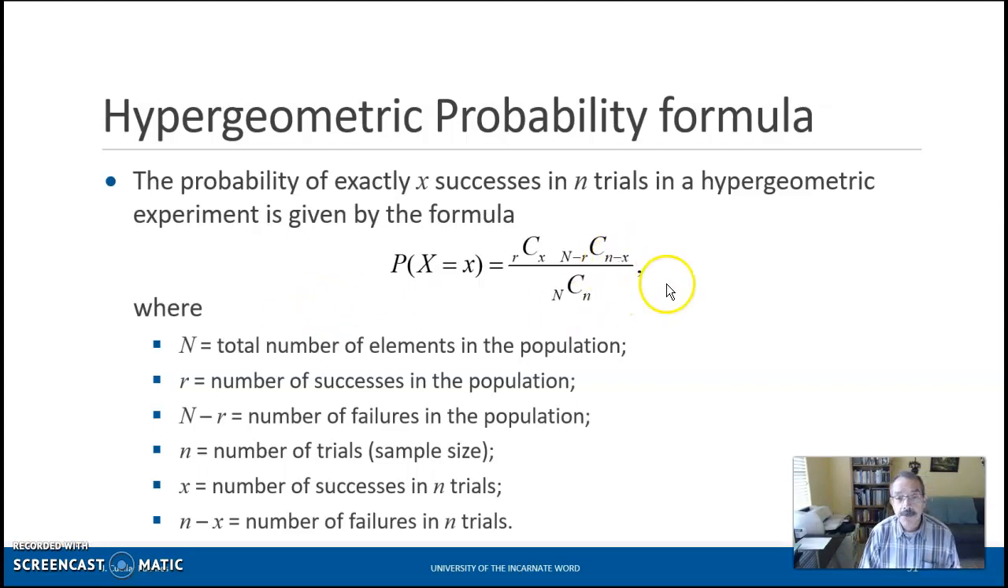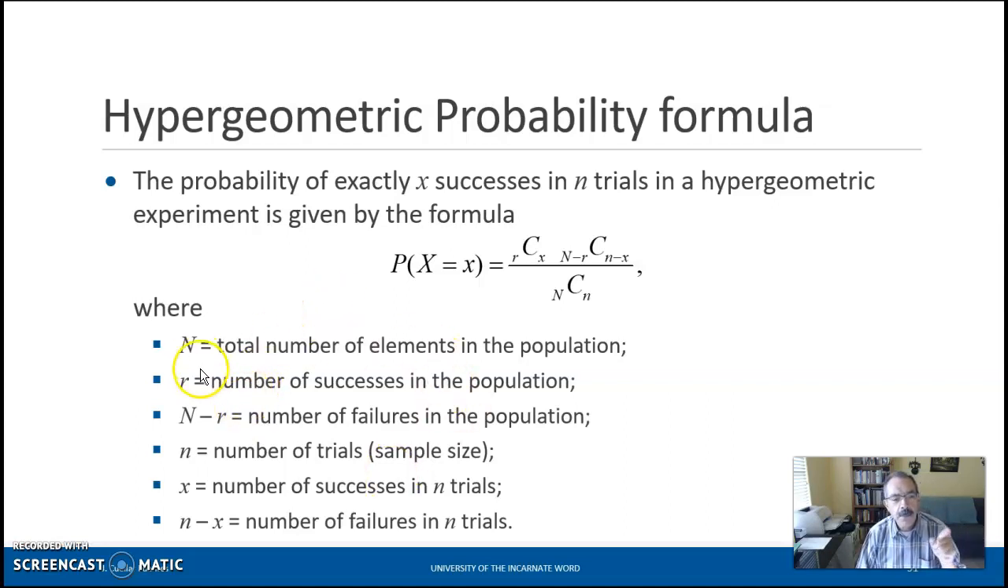hypergeometric probability. And before I explain this equation, let's look at all these numbers and letters and see what they mean. So capital N is the total number of elements in the population. In the previous example, that was 20. There were 20 buckets in the shipment. And lowercase r represents the number of successes in the population. So in the previous example, we knew that there were 5 buckets with bad material. And that was a success. We were looking for the buckets with bad material.